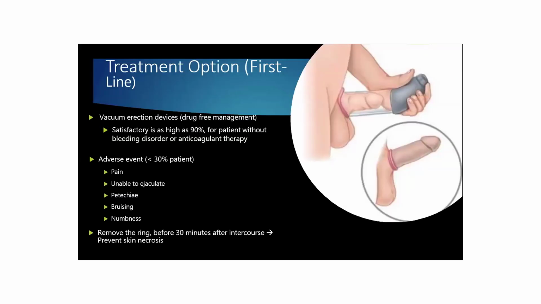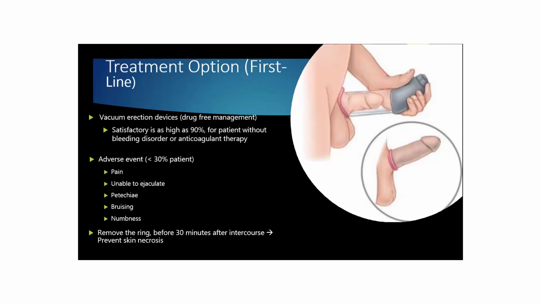So the other first option includes the vacuum erection device. This is a good choice for patients who are high risk for surgery or non-responders to PDE5 inhibitors, or patients who prefer a drug-free management. So basically, they put it around the penis, they pump it, it will gush the blood into the penis. There is a ring that will be placed at the base of the penis that will hold the blood in the penis.